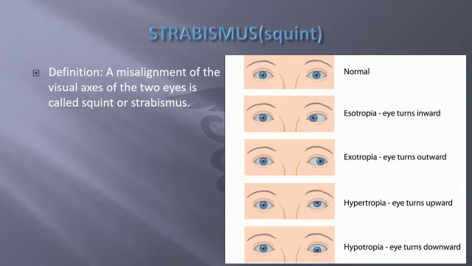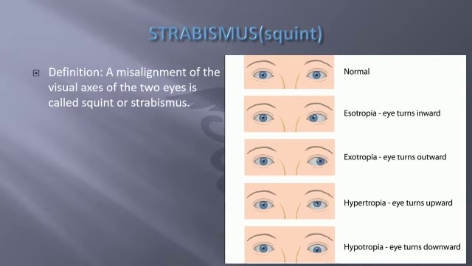Now I have kept here a diagram to make you all familiar with certain terminologies that I will be using quite frequently in this video. These include ESO, EXO, hyper and hypo. So wherever I'm going to use ESO, it would mean that it's a convergent type of squint, which means the eye would turn inward.